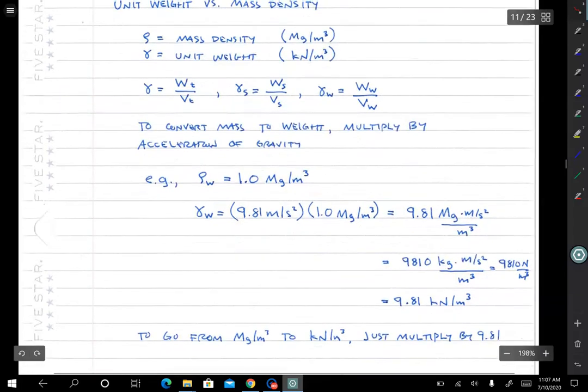9.81, this is the unit weight of water, 9.81 megagrams meter per second squared per cubic meter. And then if you do some manipulations, you can show that it's actually equal to 9.81 kilonewtons per meter cubed. That's something you can derive by doing the units, but just recognize that if you have megagrams per meter cubed, multiply by 9.81, you get kilonewtons per meter cubed. So it's an easy thing to do.